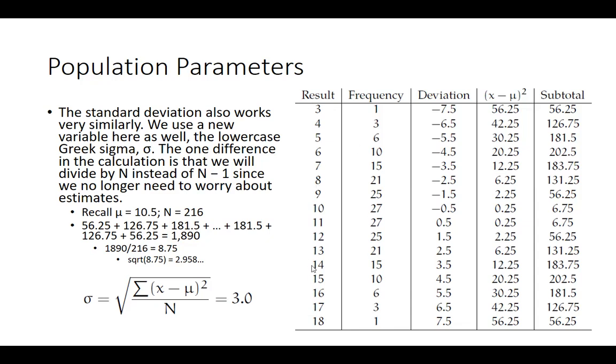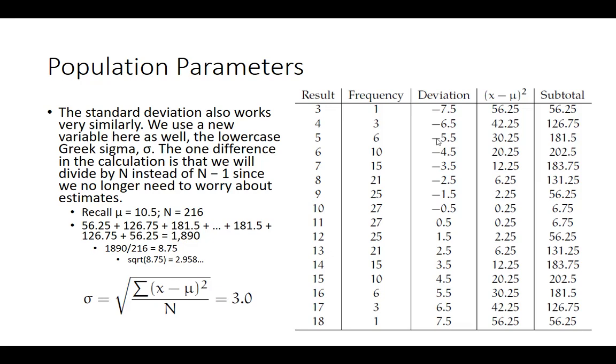Take each of our individual x's, our individual results, and subtract the mean. 3 minus 10.5 is negative 7.5. 4 minus 10.5 is negative 6.5. 5 minus 10.5 is negative 5.5. 6 minus 10.5 is negative 4.5. 7 minus 10.5 is negative 3.5. And we go on until we get all the way to 18 minus 10.5 is 7.5.